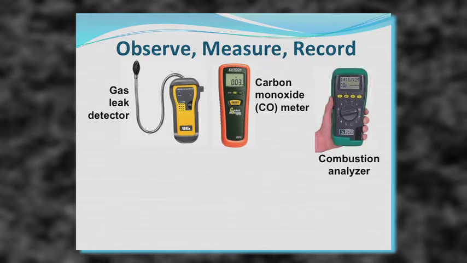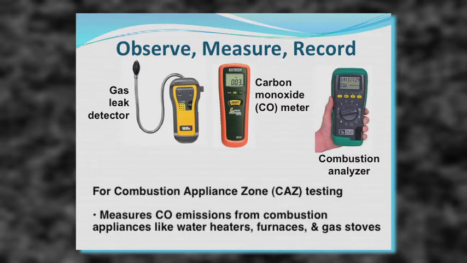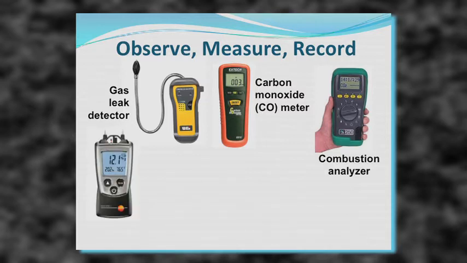Then we have the combustion analyzer. Now, we use the combustion analyzer when we're doing our ICAST testing. We use it to measure the amount of carbon monoxide that's coming out of the combustion appliance, the water heater or our furnace, boiler, that sort of thing. Moisture meter is optional. Some auditors carry it, some don't. And basically what it does is it measures humidity.